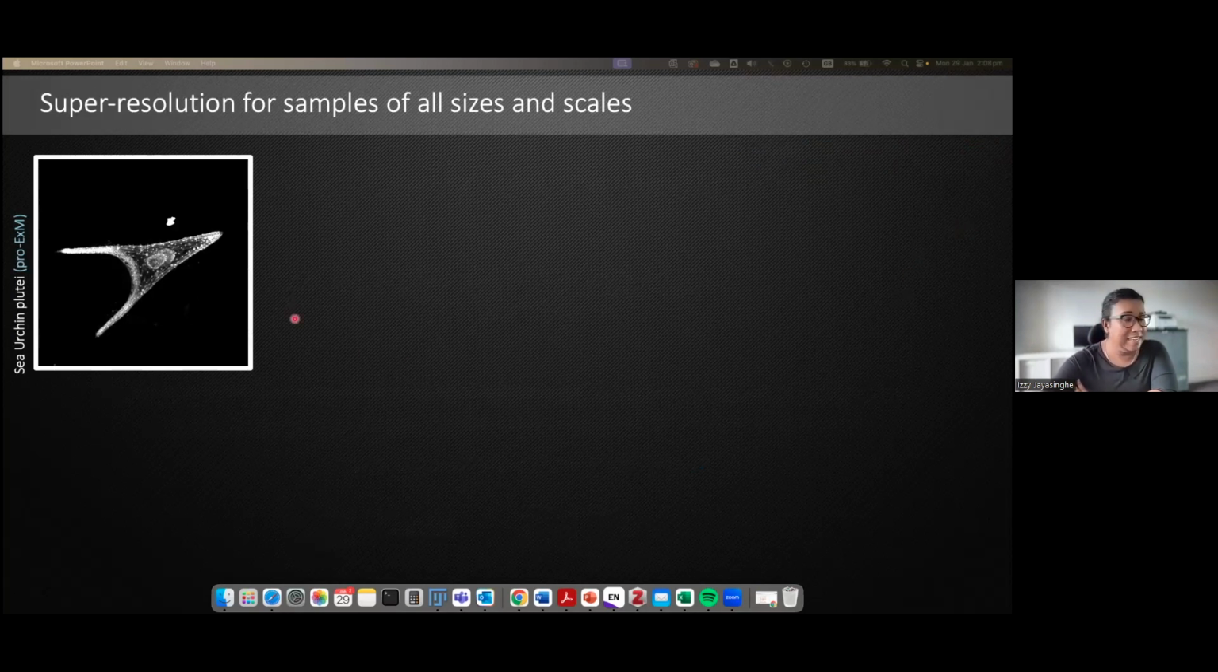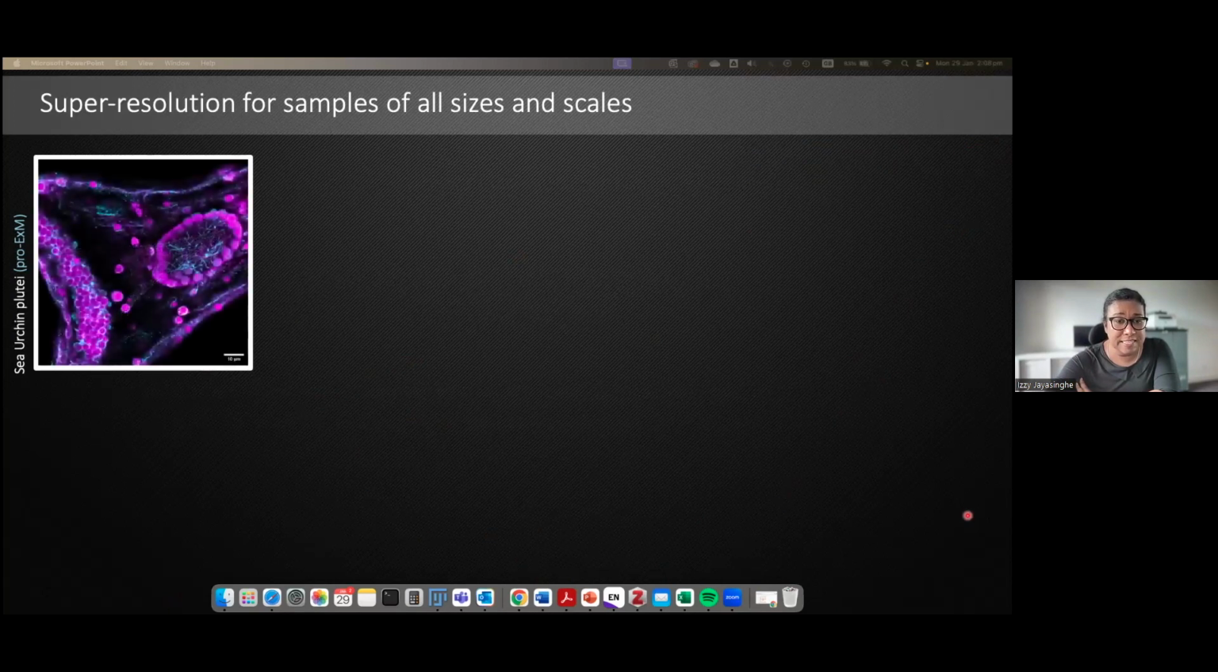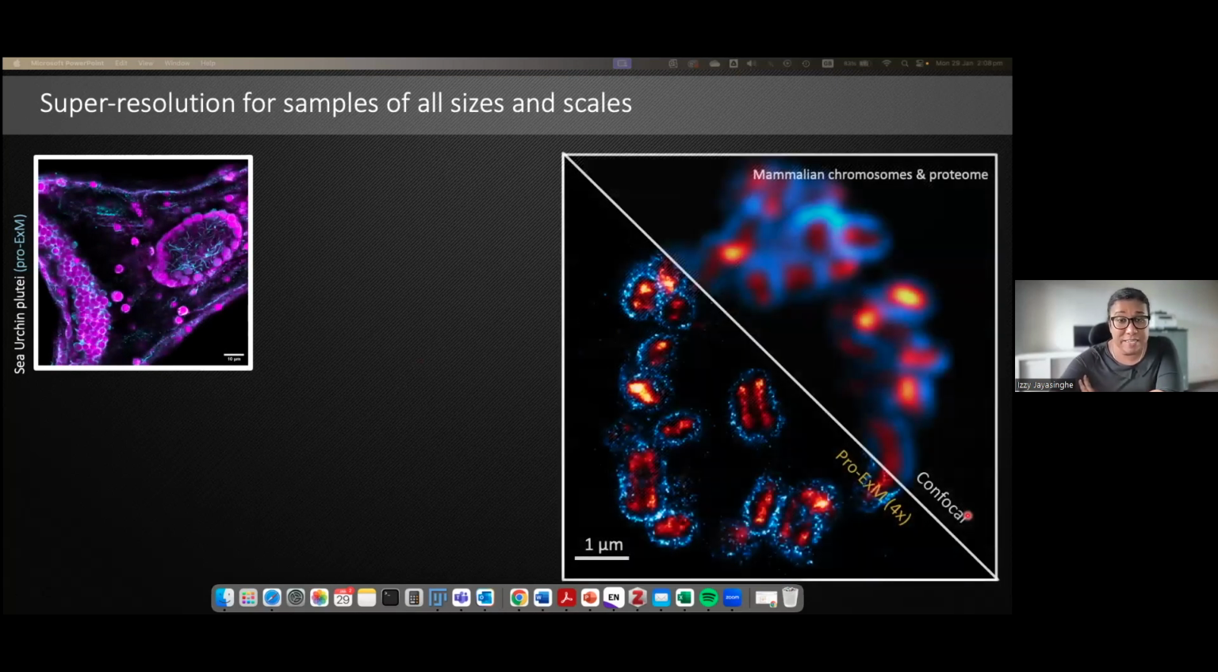So these are some examples. This is a sea urchin larva in the more complex stage of development, and we often use expansion microscopy to see the finer structures inside, and especially how they remodel in different environmental conditions.